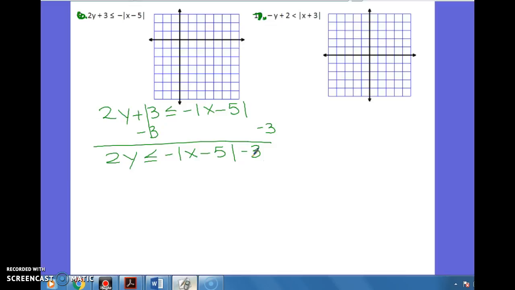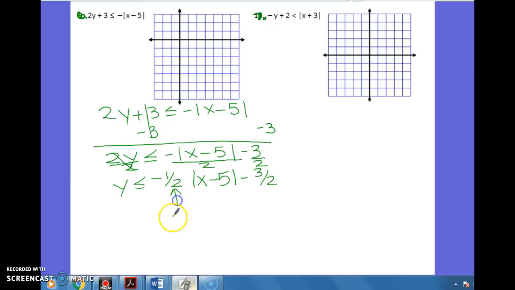Do I like to leave a 2 on that y? No. So divide it by 2. And remember, you have to divide every individual addition or subtraction piece by 2. So I get y is less than or equal to, that's kind of like a negative 1/2. What's that negative 1/2 represent again?